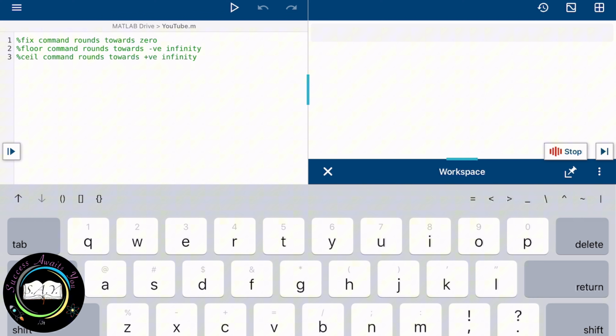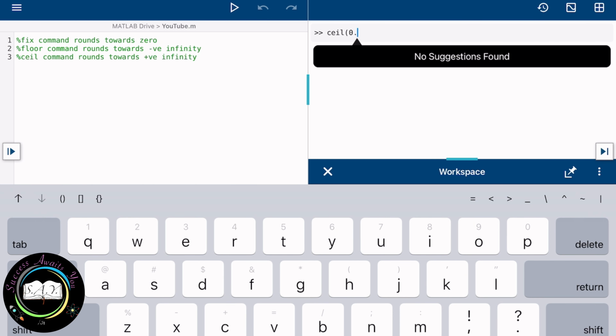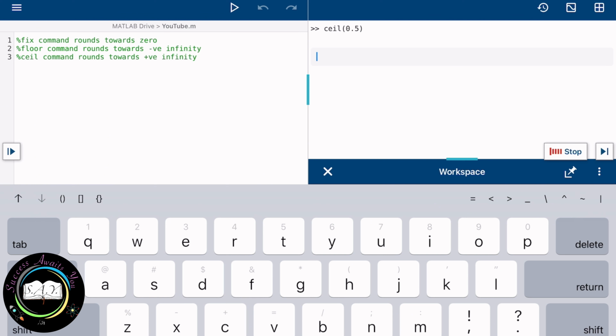The third and last command for today is the ceil command. The ceil command is the opposite of the floor command, which means that the ceil command rounds off a number towards positive infinity. Let's see some examples to understand the concept better.